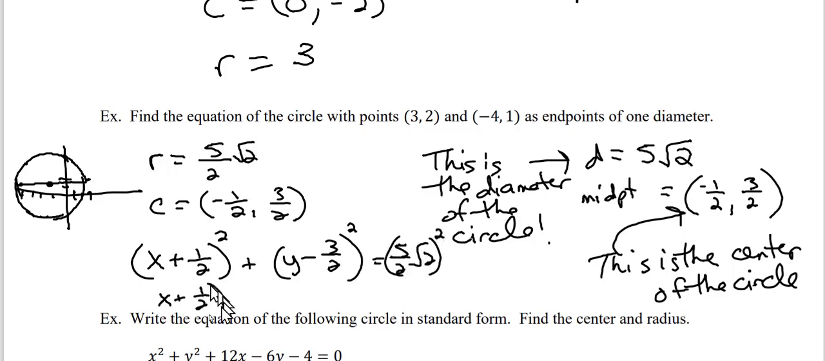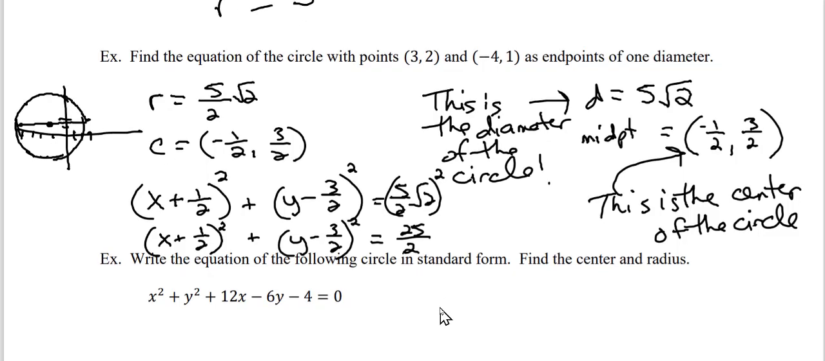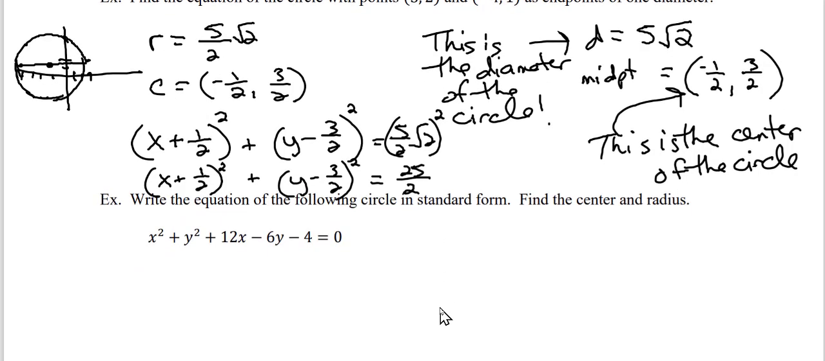Let's clean that up a little bit. Just that right-hand side, what is that? 25/4 times 2 would be 25/2. That's it. That's the value in that distance formula and the midpoint formula in the context of looking at circles.